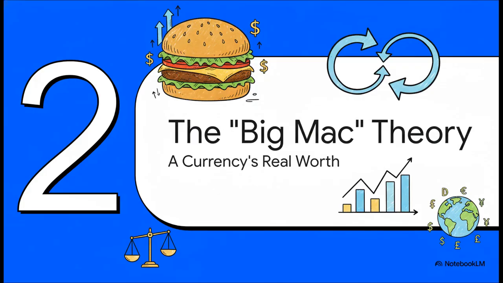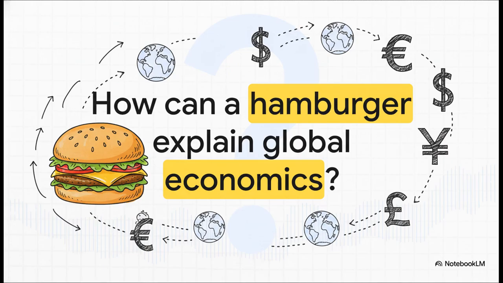So all this talk about deficits and exchange rates, it kind of leads to a really fundamental question, doesn't it? Is there such a thing as a correct price for a currency? Some kind of natural value that it should always be moving towards? Well, one of the most famous theories out there suggests we can find a clue in a very, very unlikely place: a global fast food chain. That's right. We are going to talk about a hamburger.